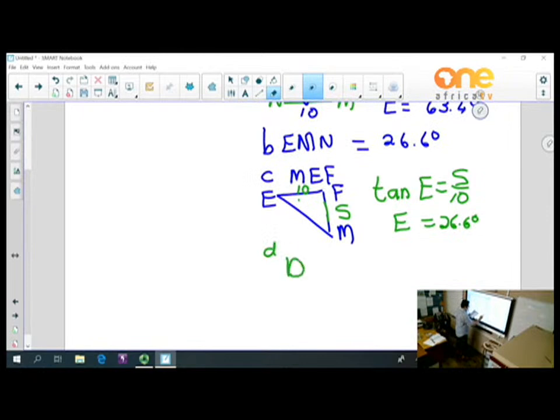And then the last one is to find DB. DB, and we can do that with Pythagoras, because we have to find the angle now between HB and the base.